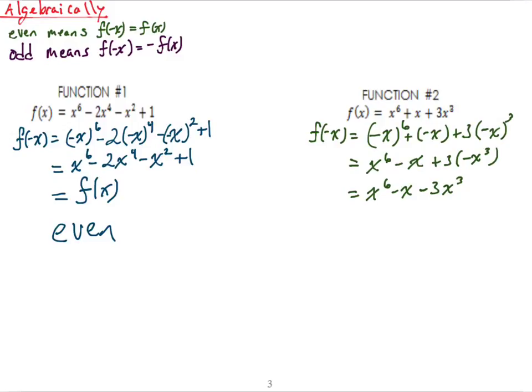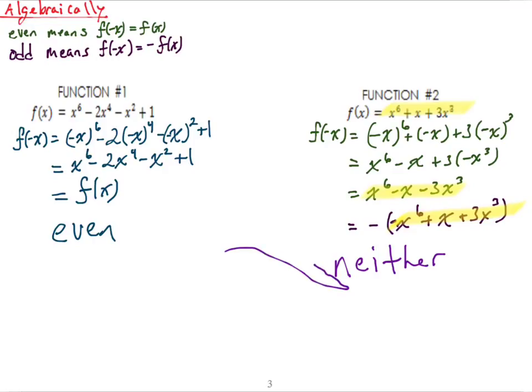Is that the same as my original function? Does this look like this? No, they don't. So we can say that this function is not even. That means now we need to check to see if it's odd. So notice it says negative f of x, so I need to factor out a negative now. All right, let's factor out a negative. If that was positive x to the 6th, it becomes a negative x to the 6th. All my negatives become positive. Does that look like f of x inside? No, it's not f of x. So this function is neither even nor odd. It's not even, it's not odd, it's just something else.